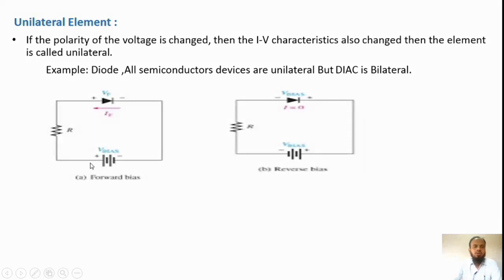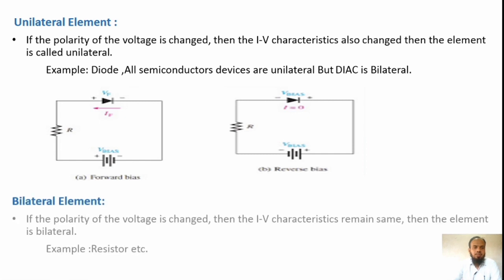Here the figure shows forward biasing of a diode. Here the positive terminal of the battery is connected to the anode of the diode. At that time current flows through the diode and it works as forward biased. In figure B, the negative terminal of the battery is connected to the anode of the diode, but at that time current doesn't flow through the diode and the diode works as reverse biased. So the diode is called a unilateral element.